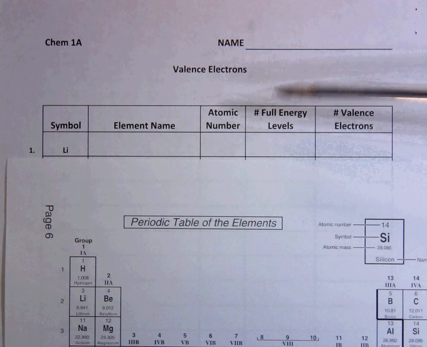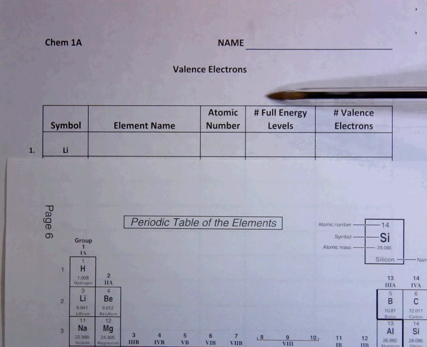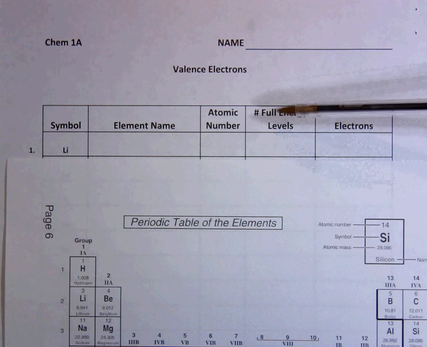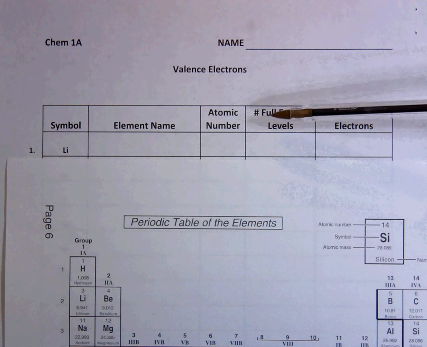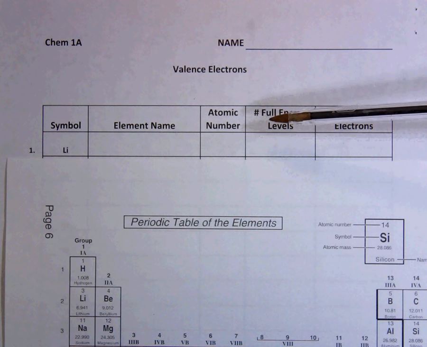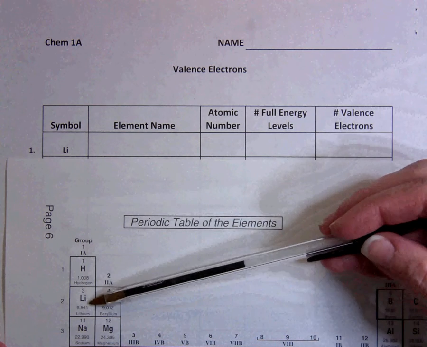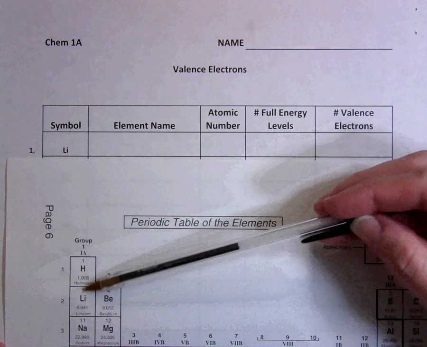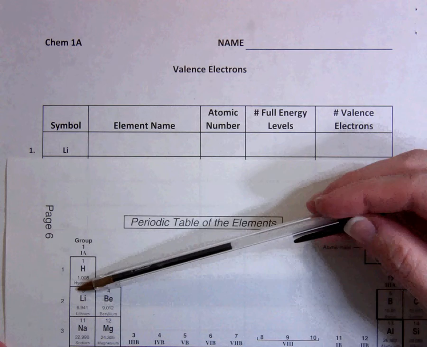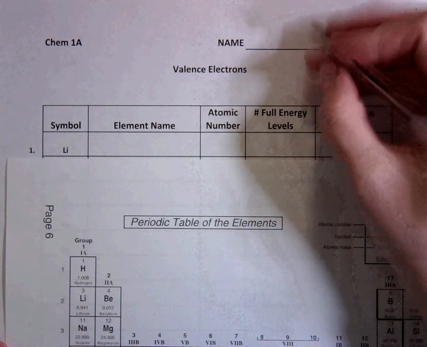The whole idea here is that when we talk about a full energy level, we mean that it's holding as many electrons as it can possibly hold. So let me show you an example of this. If I were looking at lithium, I know it's going to have 3 total electrons. So I'm going to draw myself an atom.